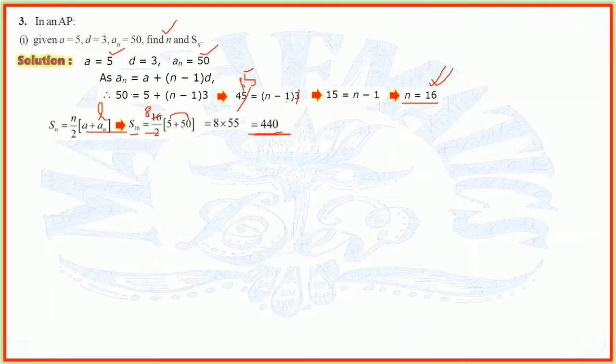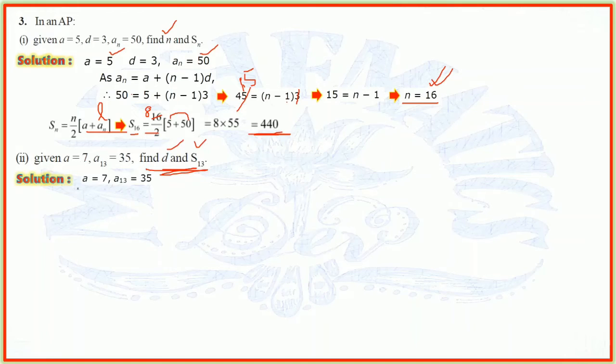So that is Sn, S16, and this is the number of terms, 16. So S16 is 440. Second part, given a is equal to 7, the 13th term is 35, and you have to again find out two things. First is the common difference and then the sum of 13 terms. So let us go for the solution.